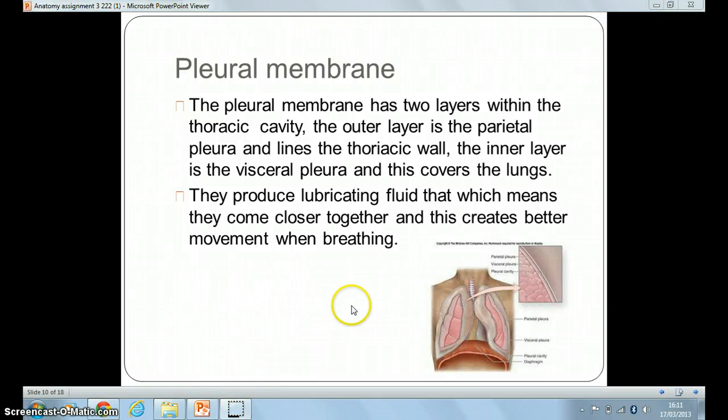Pleural membrane. The pleural membrane has two layers within the thoracic cavity. The outer layer is the parietal pleura and lines the thoracic wall. The inner layer is the visceral pleura, and this covers the lungs. They produce lubricating fluid, which means they come closer together, and this creates better movement when breathing.